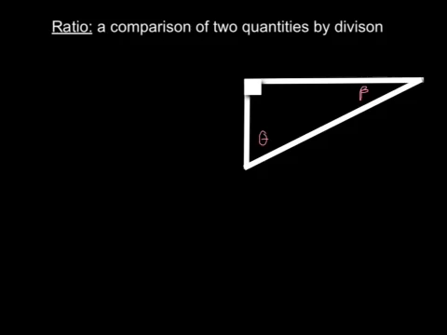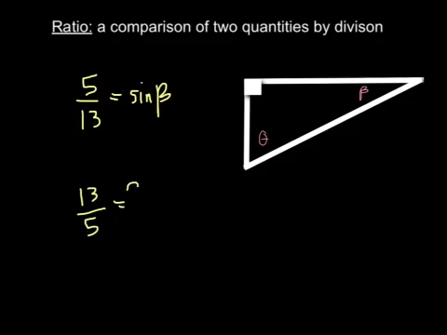To start with here, we're going to define ratio as a comparison of two quantities by division. So when we look at this right triangle, we only have 2 given sides, and at this very moment you might say to yourself, well, there are only 2 ratios we could write, 5 to 13 or 13 to 5. Now what are those 2 ratios in particular in this triangle? 5 to 13 might be the sine ratio for angle beta, the opposite side compared to the hypotenuse side, and 13/5, well, that's comparing 2 quantities, but maybe we don't have a name for that yet.